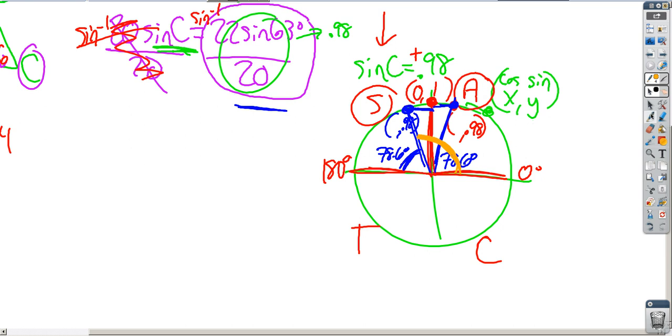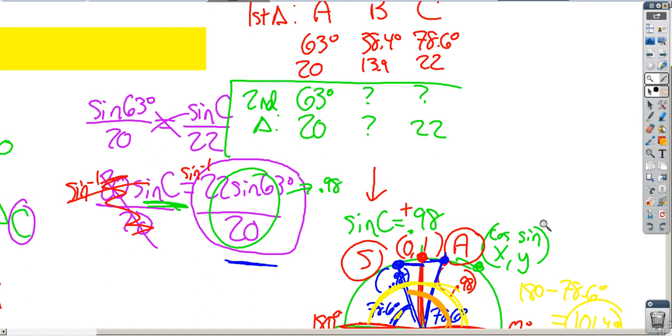And notice, if I were to take this entire yellow angle here and subtract out this 78.6, I would be left with the orange. The whole yellow angle is that 180 degree angle. So let's subtract that and we'll get 101.4, which, if there is a second triangle, that's going to be our C angle. Okay, so I don't want to confuse people.